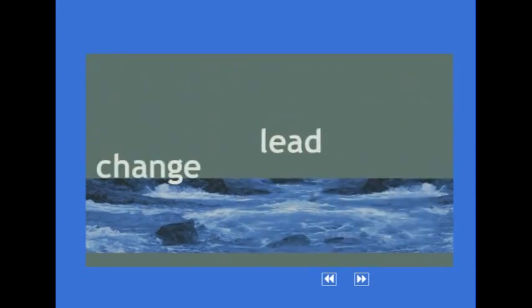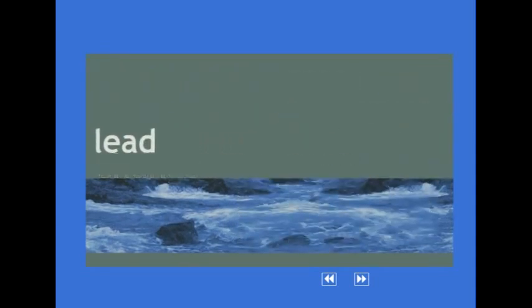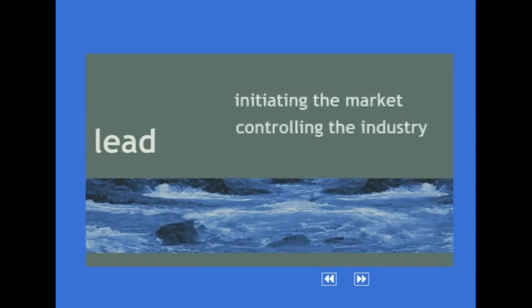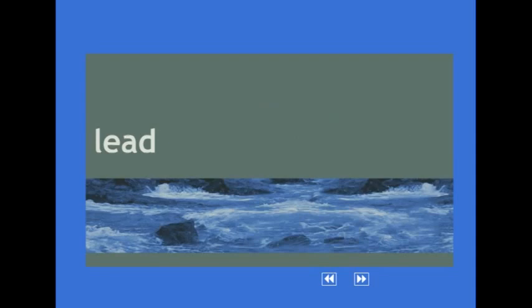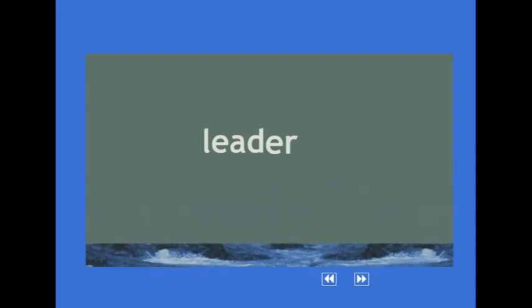The third option is to lead change and to initiate the market. This means initiating the market, controlling the industry, setting the standard for the rest to follow, and by creating competitive forces that others have to respond to. You'll be first to market. You'll be the technological leader. You'll have the attributes to shape customer preferences.